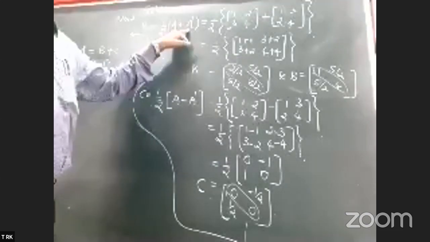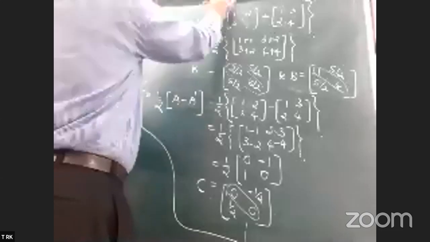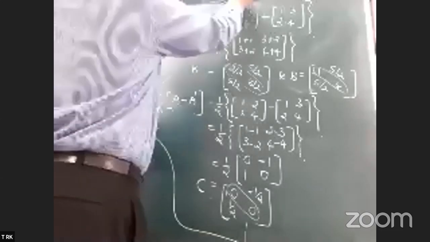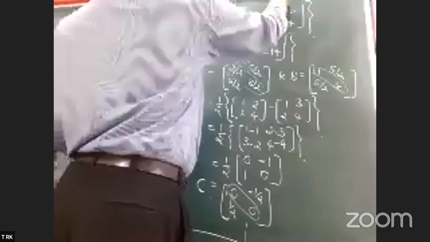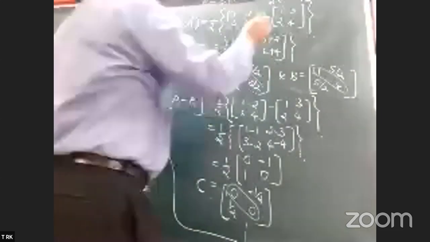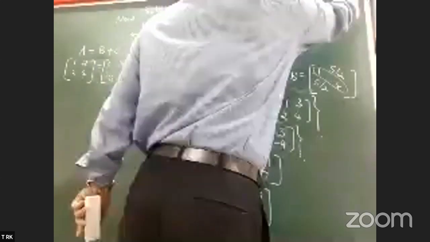Previously, what did you write? A is equal to B plus C. That is, A is equal to B plus C, which means 1 by 2 into A plus A dash plus 1 by 2 into A minus A dash.